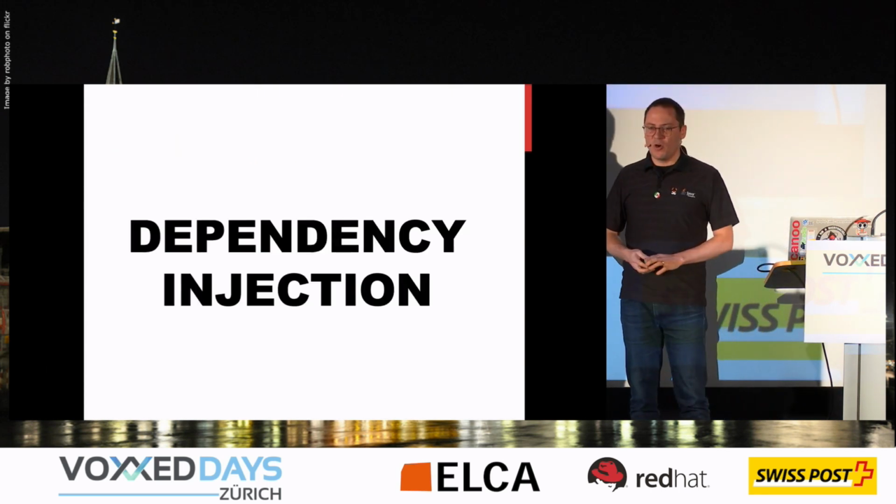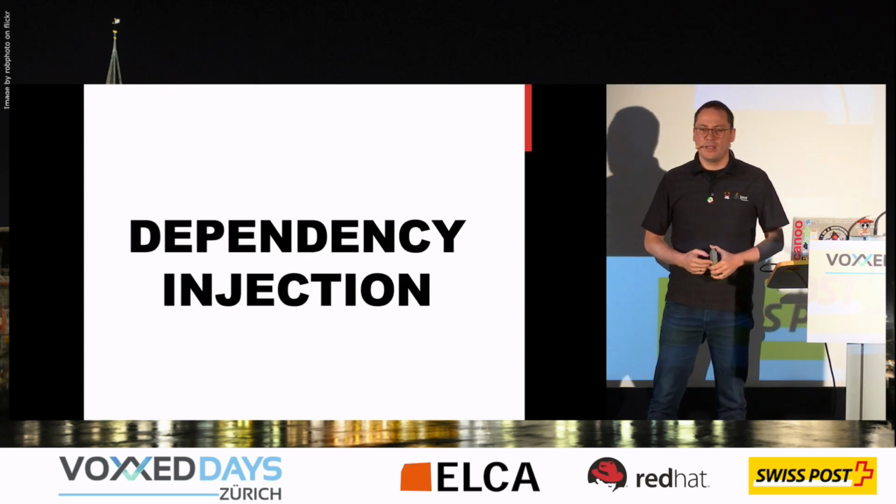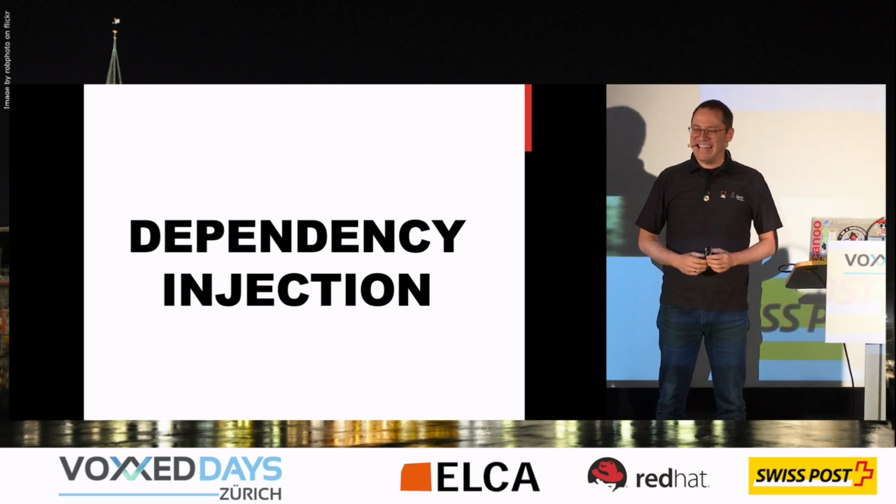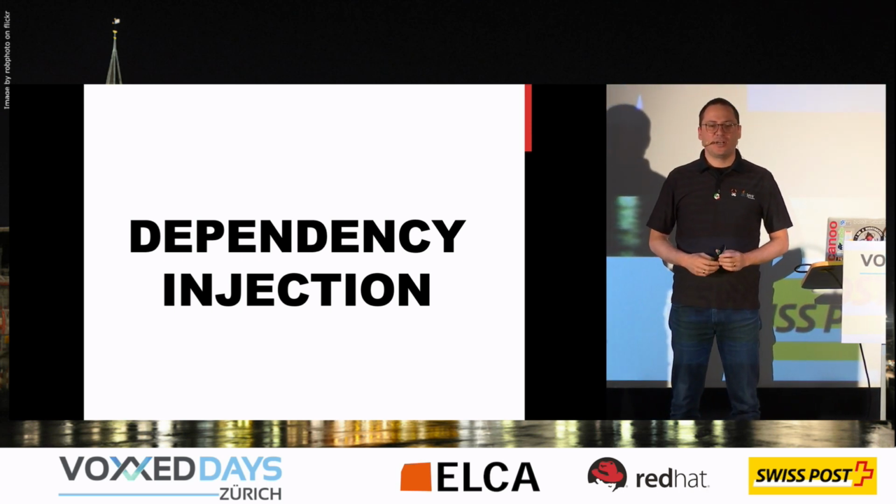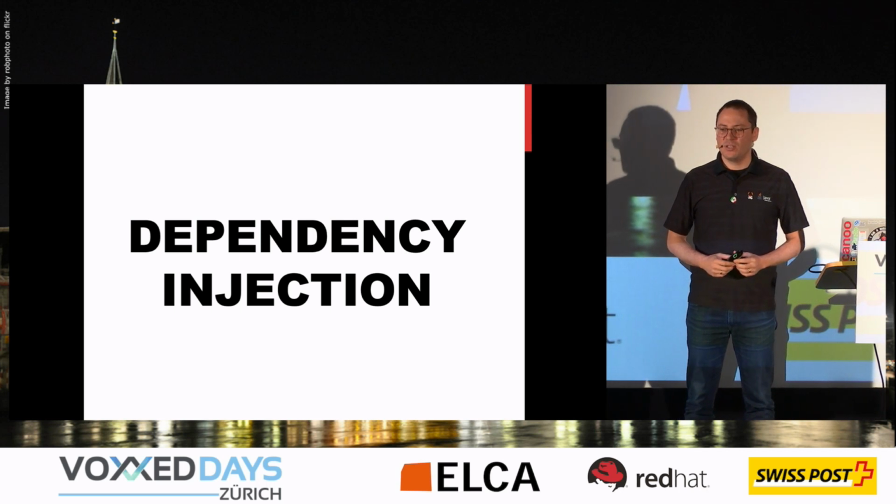So the first thing is that we're going to go with dependency injection. Does anybody know the number of the JSR that standardizes dependency injection in the JVM? Yeah, right. JSR 330.